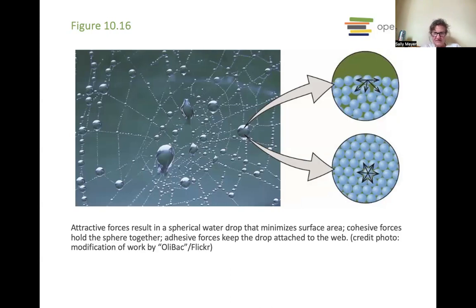Attractive forces result in a spherical water drop that minimizes surface area. That's because of the cohesive forces. Cohesive forces are the forces that hold molecules together in a system. So in a system of water, the cohesive forces are the hydrogen bonds holding one water molecule next to another. If every molecule in the interior of the water sample has water molecules all around it interacting, when you get to the surface, you're missing interaction on that top side. That increases the attraction of the surface molecules for the inner molecules, and that gives you surface tension, which gives you water droplets.